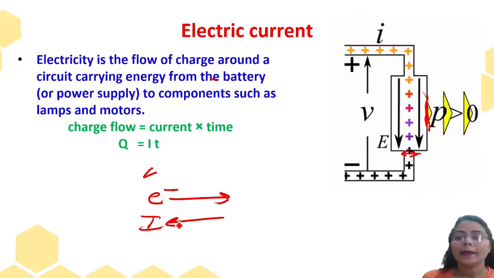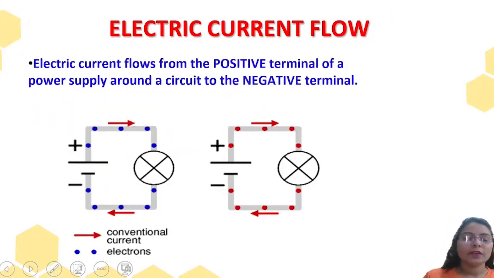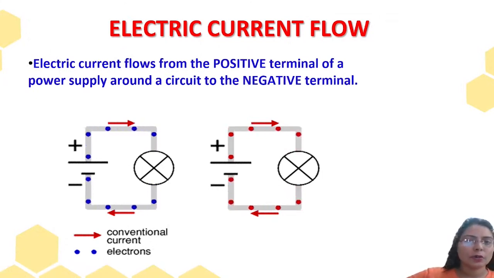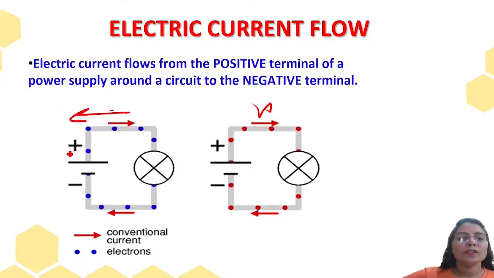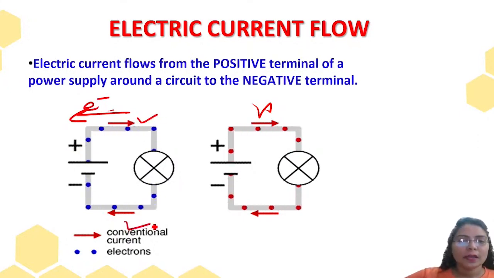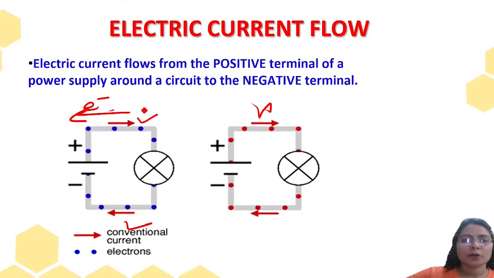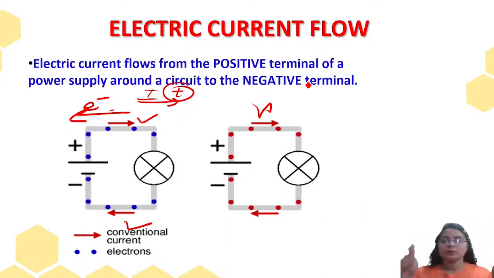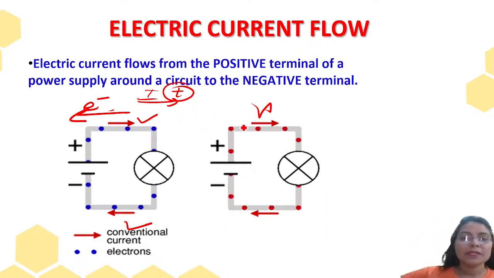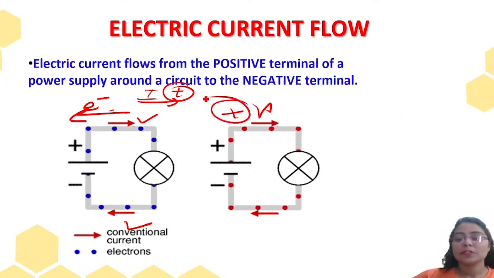This much we know, and now I'm going to tell you a very interesting thing. See over here, these blue lines are the electrons, the flow of electrons in this direction. And that red line is showing the electric current. That means if electrons are moving in this direction, then current will move in this direction. Similarly, the red flow is considered as positive charge.